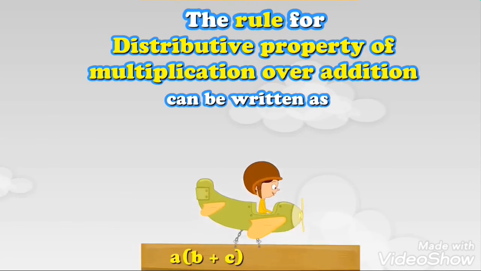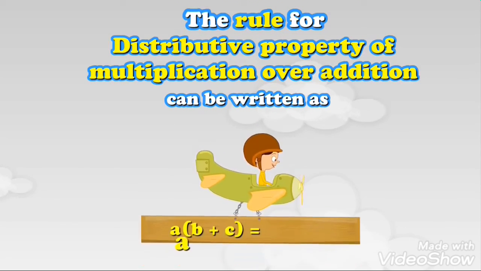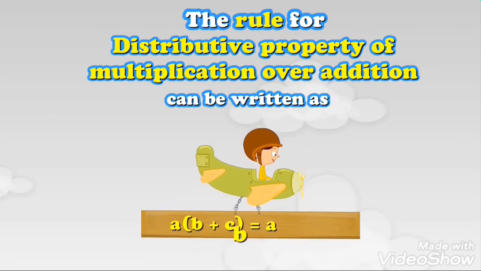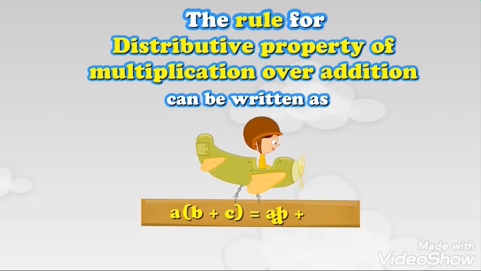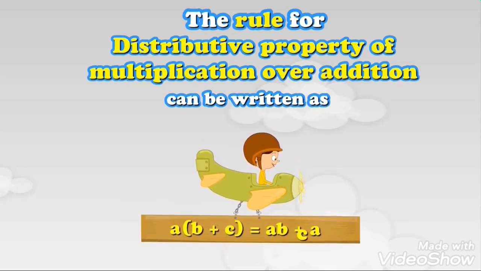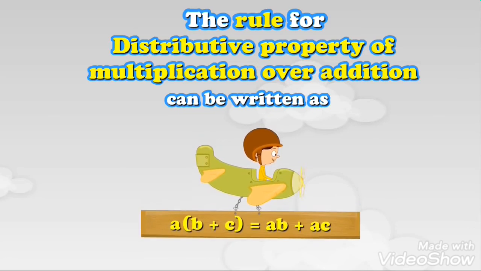Students, now we will see the rule for the distributive property of multiplication over addition can be written as A multiply B plus A multiply C. You can see here.